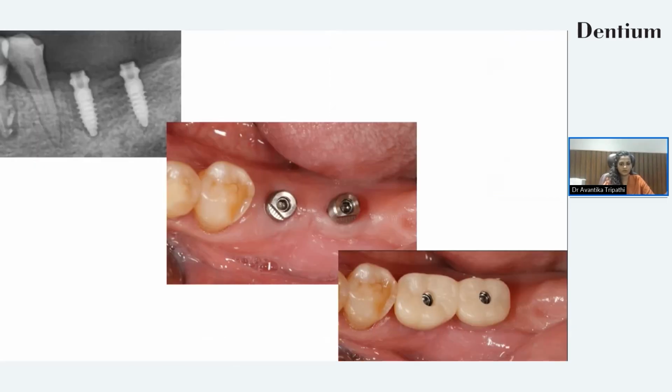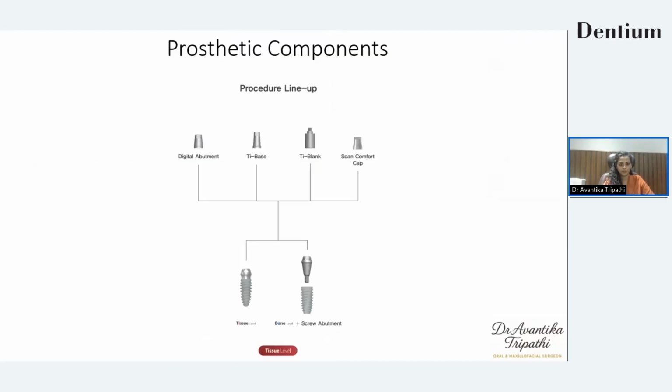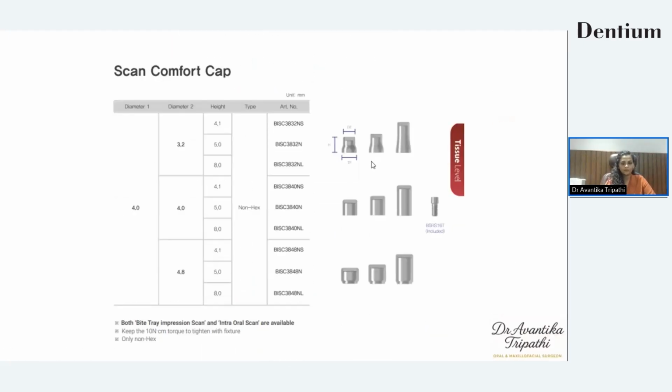Now let's discuss the tissue level implant prosthetics. So the tissue level implant prosthetics include digital abutment, TI base, TI blank, and a comfort cap. Comfort cap is mainly placed on the fixture immediately after the implant placement. So once the implant is placed, like in bone level implants, we put a cover screw or a healing abutment. In a tissue level implant, we put a comfort cap.